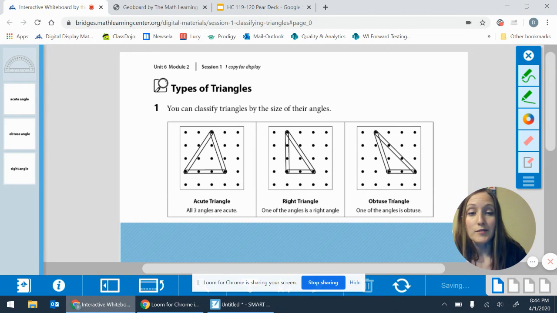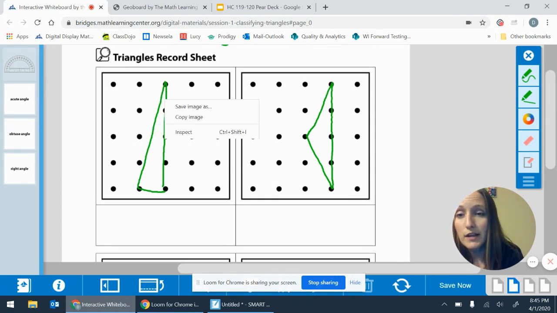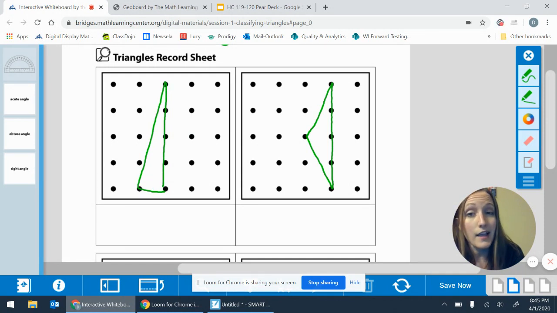Let's take a look at the triangle that we made together. And just on this very first one here, let's take a look at the triangle and see which kind it is. Do we have acute angles? Well, there's an acute angle here. This is also an acute angle here. This one, oh, that's a right angle. So I'm just going to use my pencil, and right underneath the geoboard, I'm going to write acute triangle.